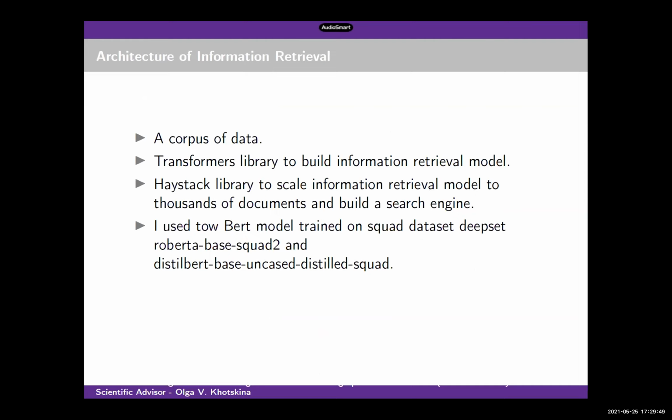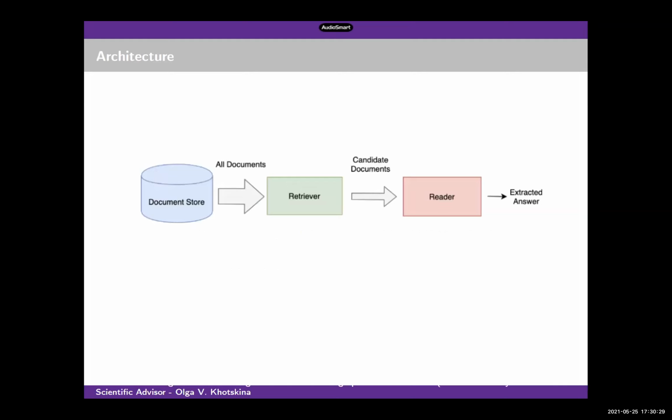And the third step is to create an information retrieval system. So I will explain the architecture of this information retrieval system that we used. We used a corpus of data from Winchester, the Transformers library to build an information retrieval model, and the Haystack library to scale the information retrieval model to thousands of documents and to build a search engine. And I used two BERT models trained on the SQuAD dataset, that is RoBERTa base SQuAD and DistilBERT cased distilled SQuAD.